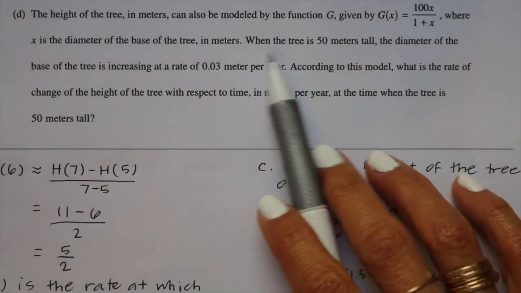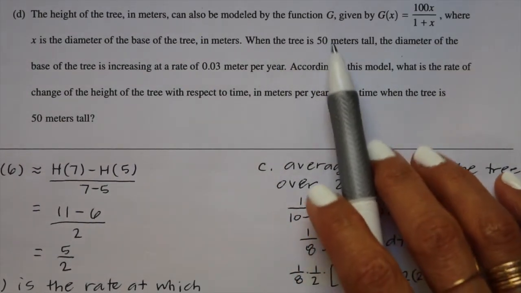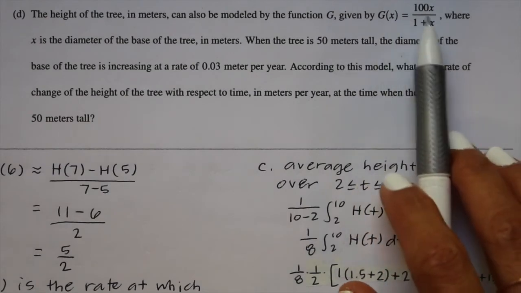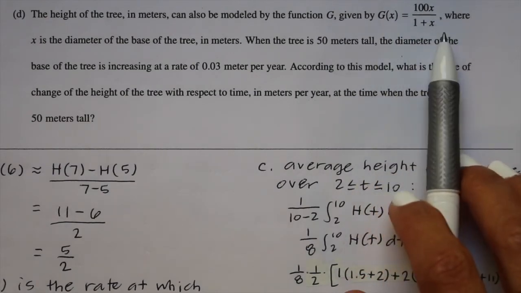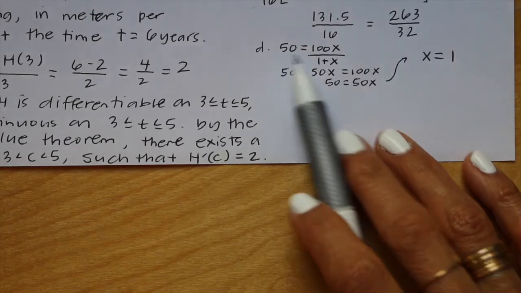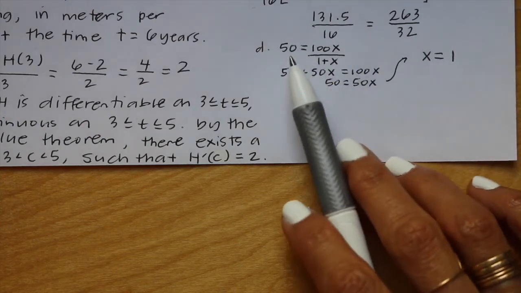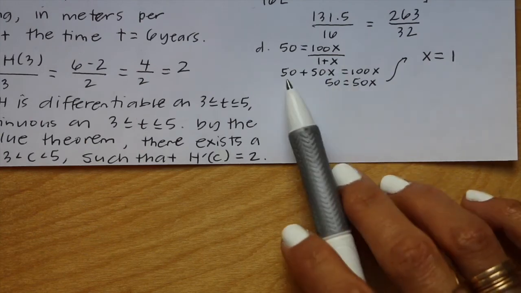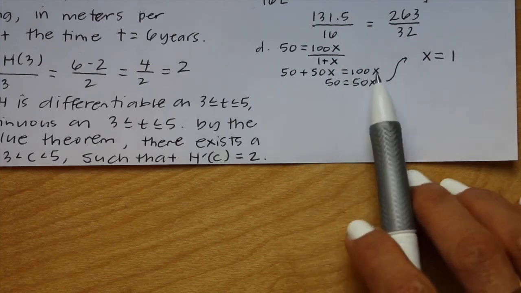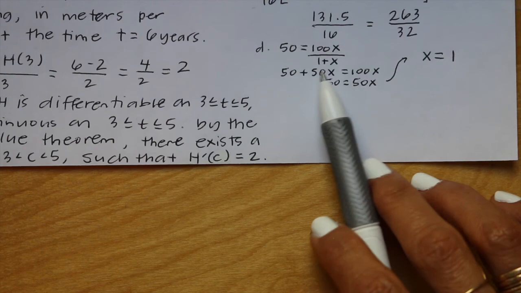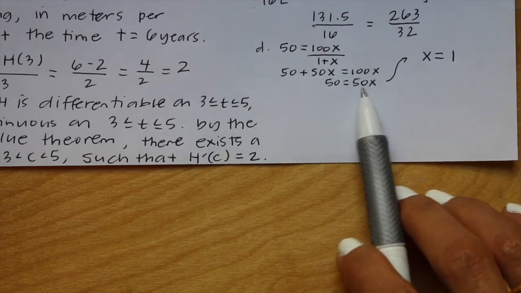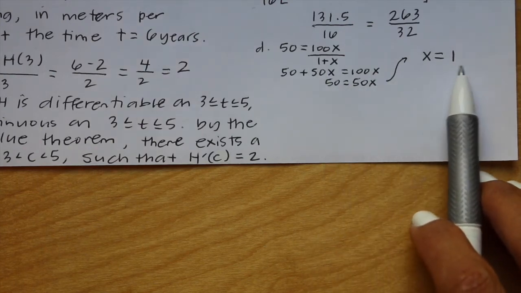So first it says when the tree is 50 meters tall, so we can take 50 and set that equal to 100x over 1 plus x to solve for x. So 50 equals 100x over 1 plus x. When you cross multiply, you distribute the 50 to the 1 plus x, and you get 50 plus 50x equals 100x. Subtract this 50 over, so you get 50 equals 50x, therefore x is equal to 1.